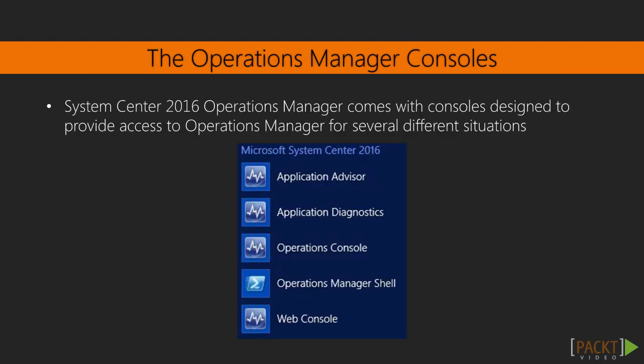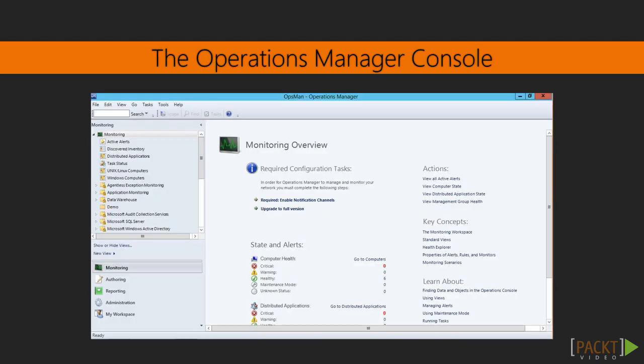System Center 2016 Operations Manager comes with consoles designed to provide access to Operations Manager for several different situations. If you wish to do something in a command line, you can use the Operations Manager shell. If you just want to do general monitoring, you can use the Operations console. If you choose to limit what a person can view in the console but still give them access to monitoring, then you can install the web console on their desktop machine. The majority of your administration will take place using the Operations console.